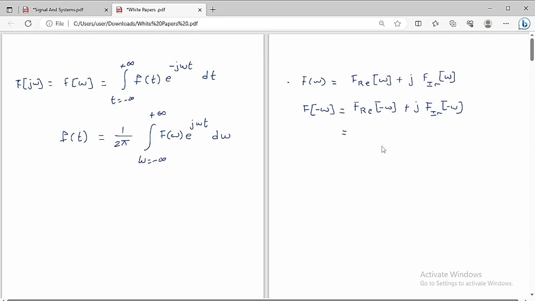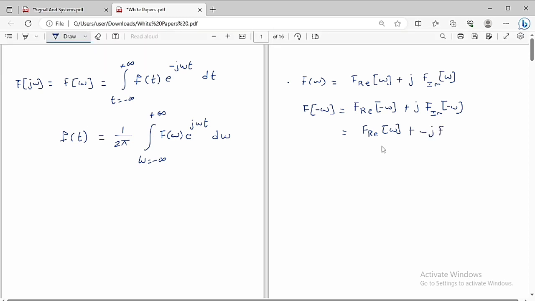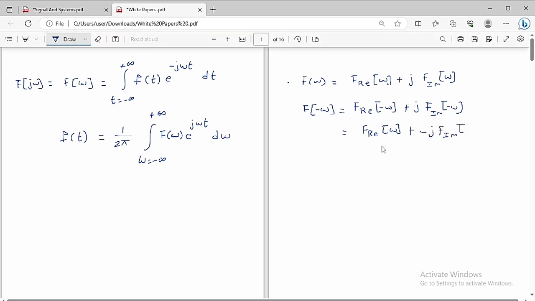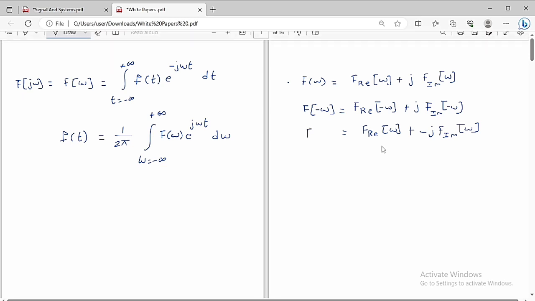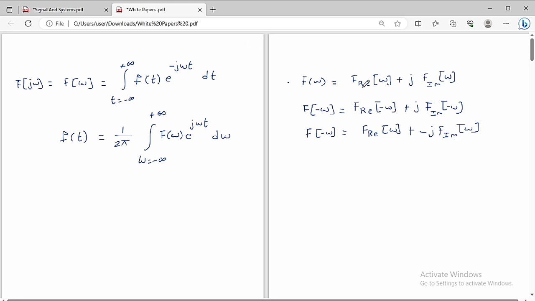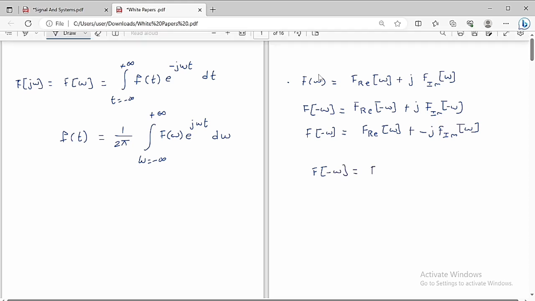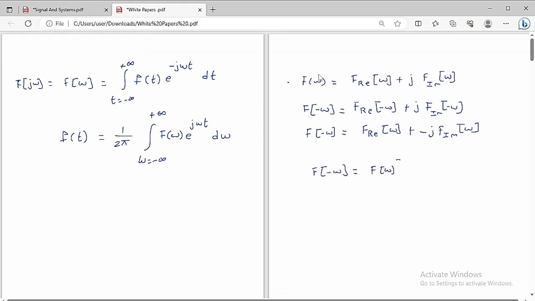So the real part F_R of minus omega is equal to F_R of omega only, whereas this one is of odd nature, so it will become minus j times the imaginary part of omega. So this is F of minus omega. If you see clearly, this is nothing but the complex conjugate of this one. Therefore, F of minus omega is equal to F of omega whole conjugate.